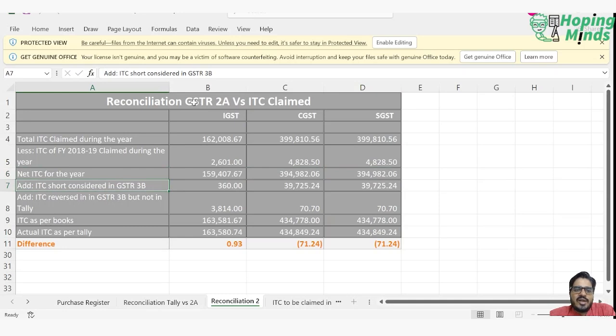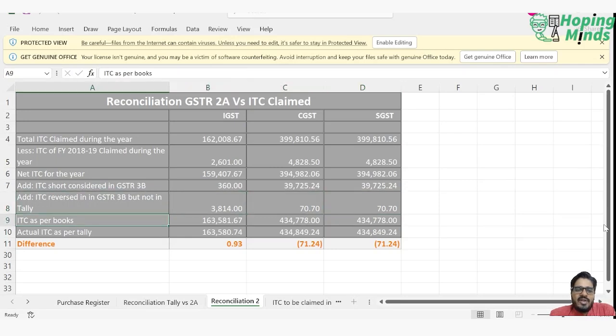Then ITC short considered in GSTR 3B. Some input tax credits were not taken in GSTR 3B, so we have added these. It means these inputs were appearing in our GSTR 2A, which have not been considered in the 3B. Then ITC reversed in 3B but not in Tally. A few input tax credits were ineligible, so we have reversed these in the GSTR 3B return, but the reversal entry in Tally has not been done.